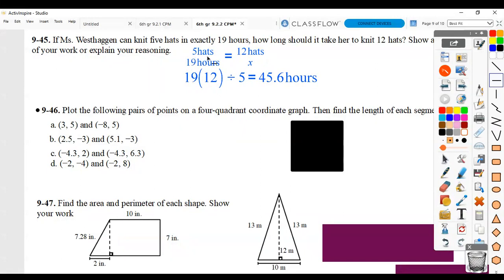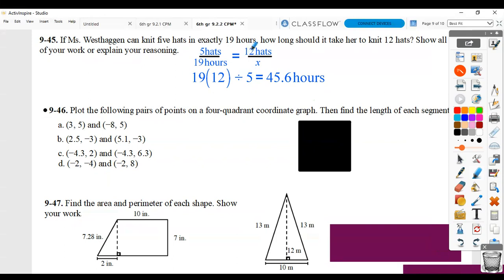I said 5 hats out of 19 hours would be the same as 12 hats out of an unknown number of hours. So I should put my little lines in here to represent my proportion. So I can do 5 hats in 19 hours. 12 hats should take me how many hours?